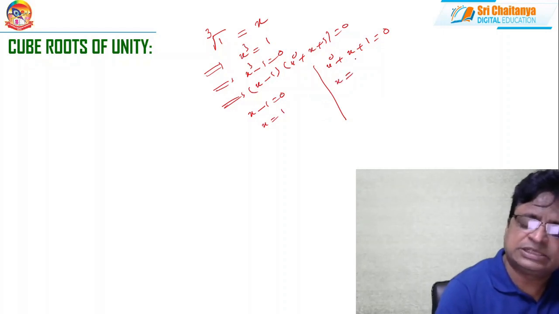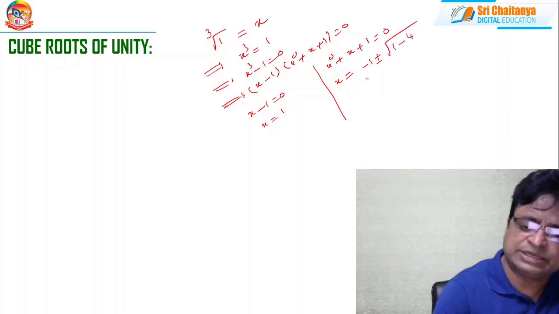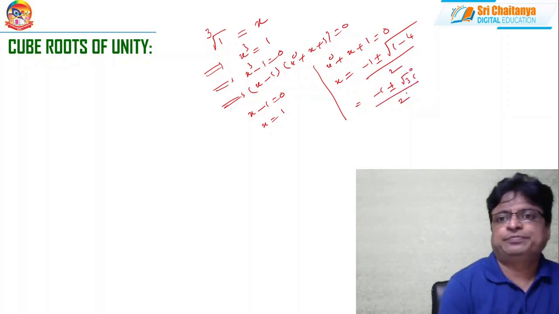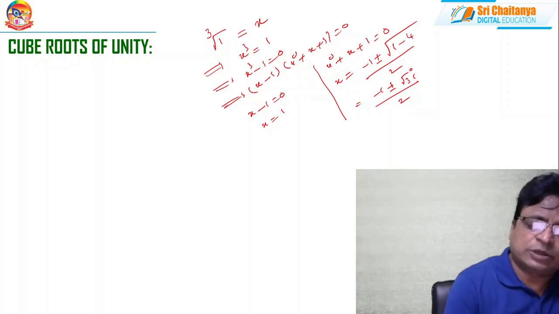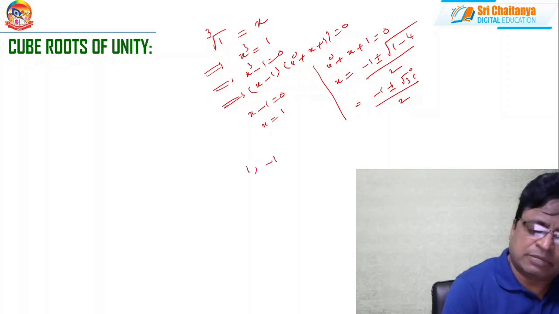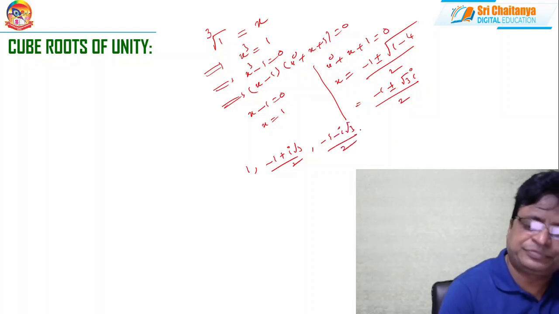The second is in the form of a quadratic equation. So apply the formula minus b plus or minus square root of b square minus 4ac by 2a. So minus 1 plus or minus square root of b square minus 4ac by 2a. After simplification, I can get it as minus 1 plus or minus root 3 i by 2. So finally, what are the cube roots of unity? I got 1, minus 1 plus i root 3 by 2, and the next one is minus 1 minus i root 3 by 2. These are the cube roots of unity.